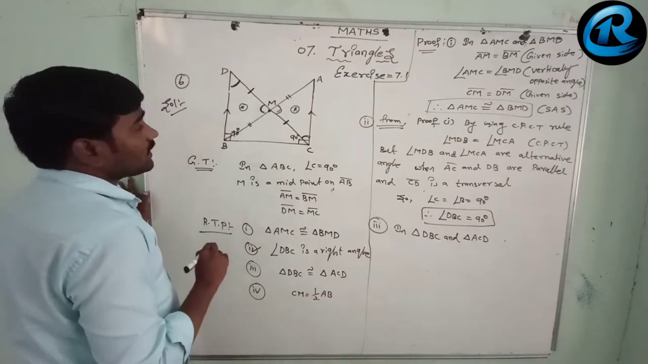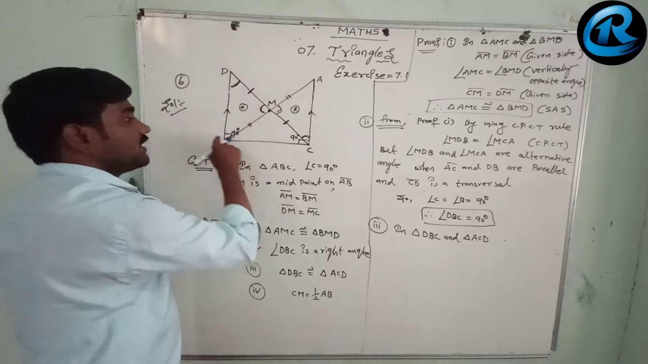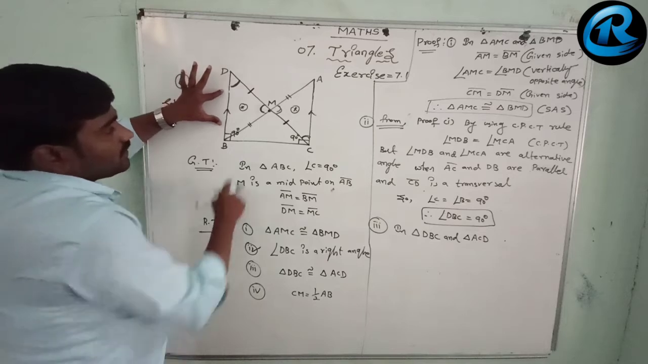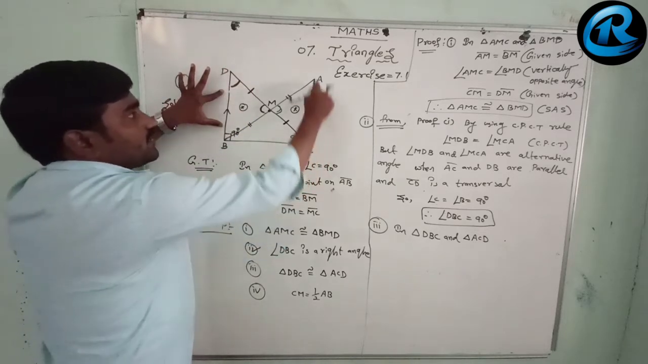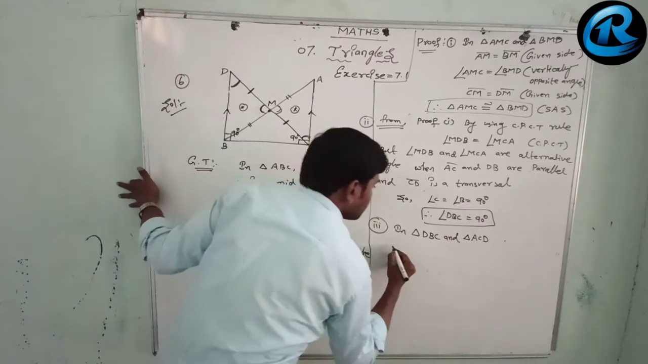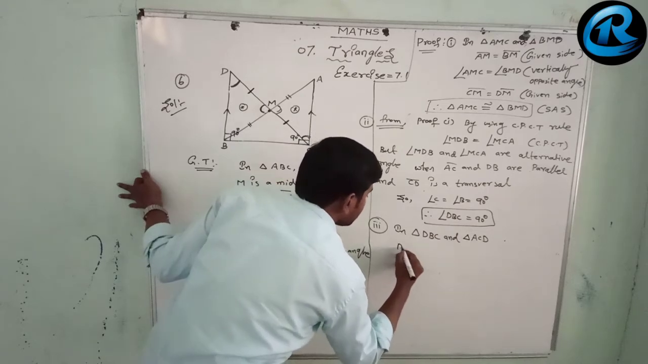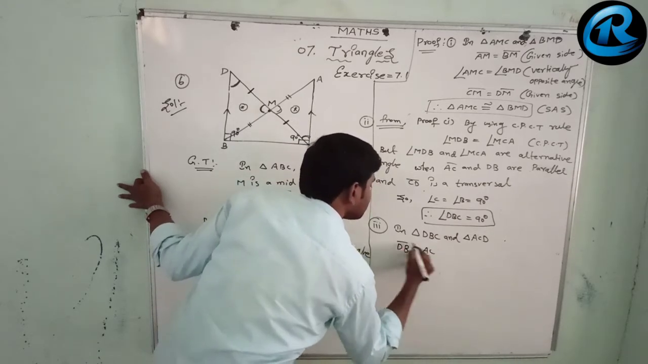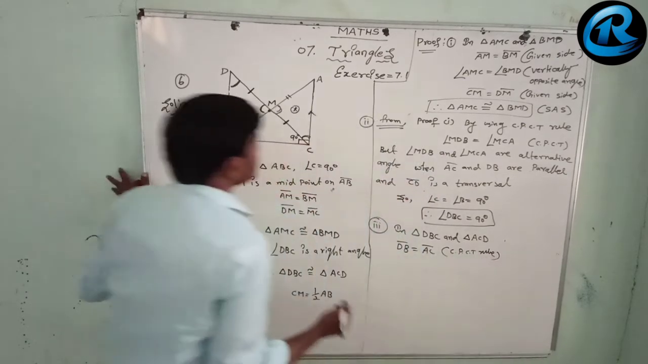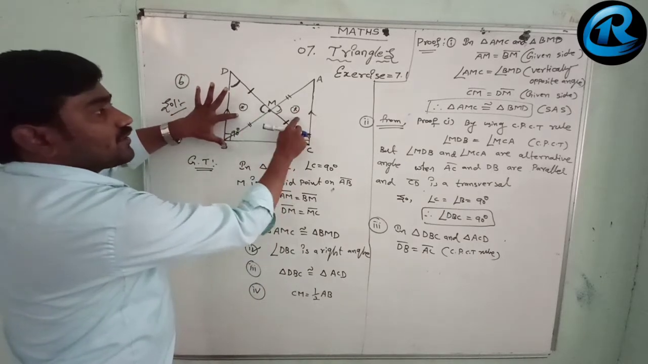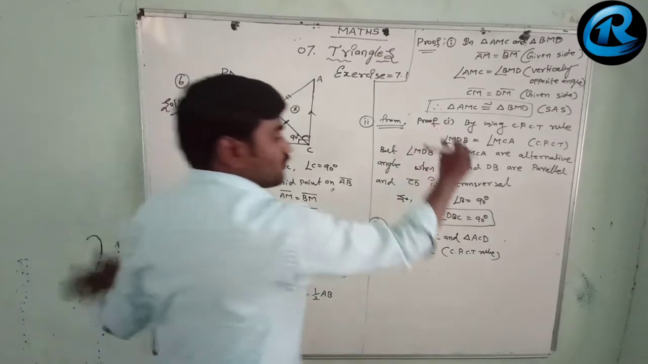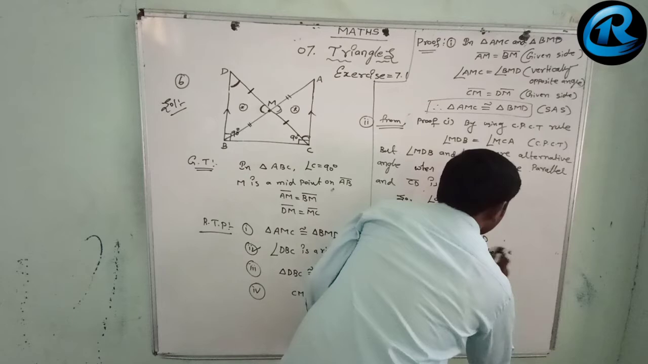So already in the triangle DBC, DB should be equal to AC. Why? Because by the CPCT rule from proof number 2, DB is equal to AC. By the CPCT rule, because already these two triangles are congruent, no? These two are CPCT, corresponding parts of congruent triangles, from the proof number 1.